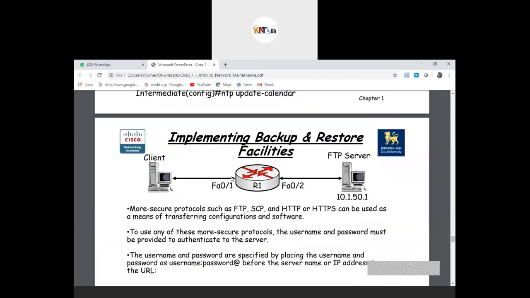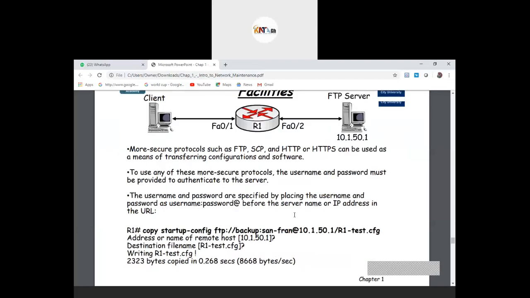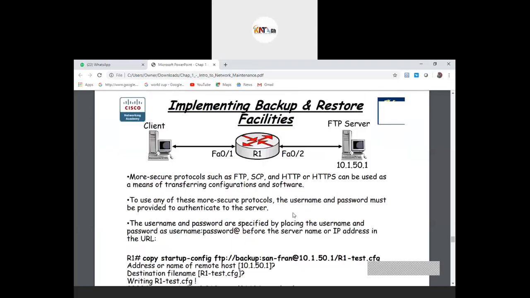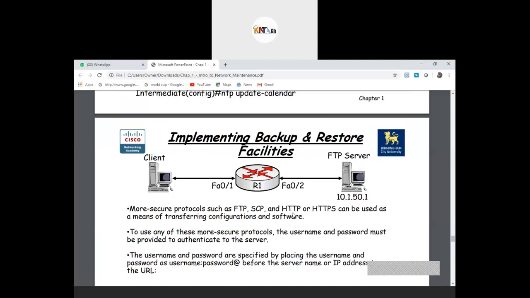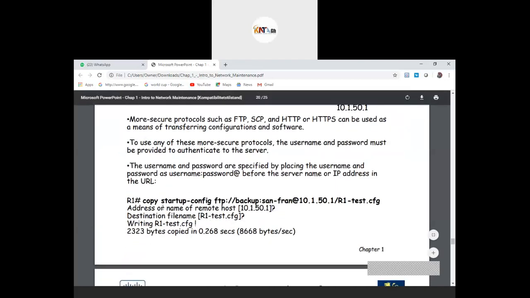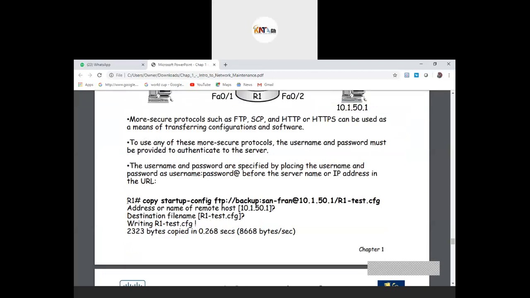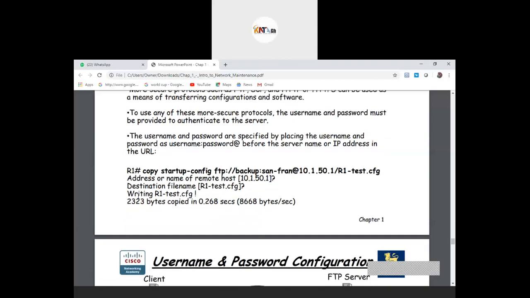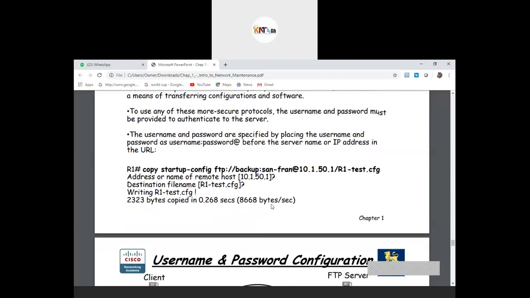So if you want to use the FTP, SCP, HTTP or HTTPS protocols to provide information about configurations for restoration in a facility, if you are using Cisco devices, these are some of the ways you can go about it, and these are the configurations.